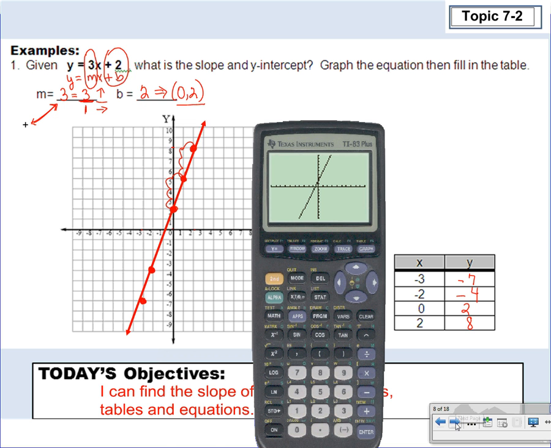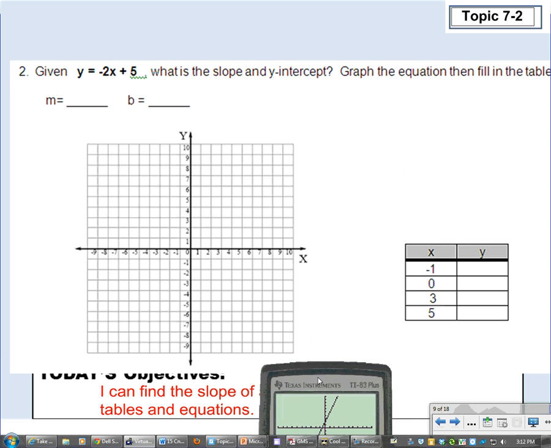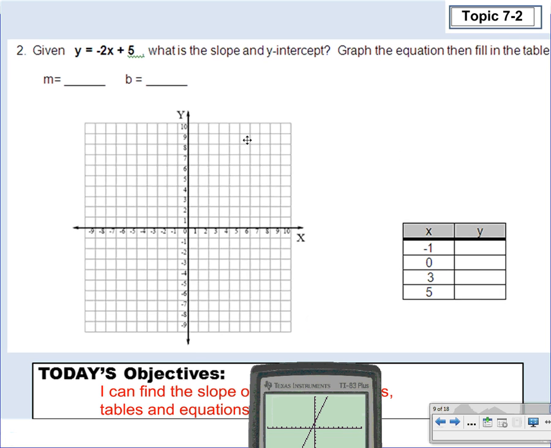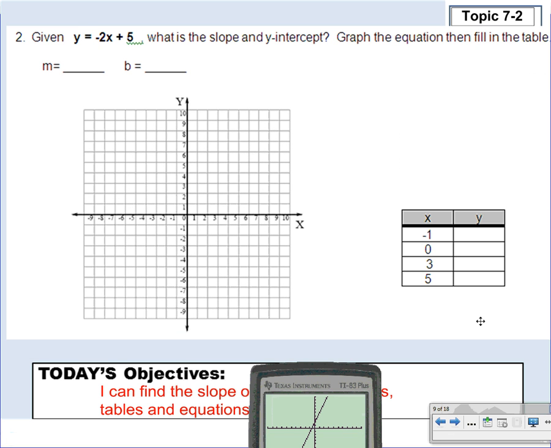All right, let's go to problem number 2. Again, the first thing we're going to do is write the y equals mx plus b above our equation.